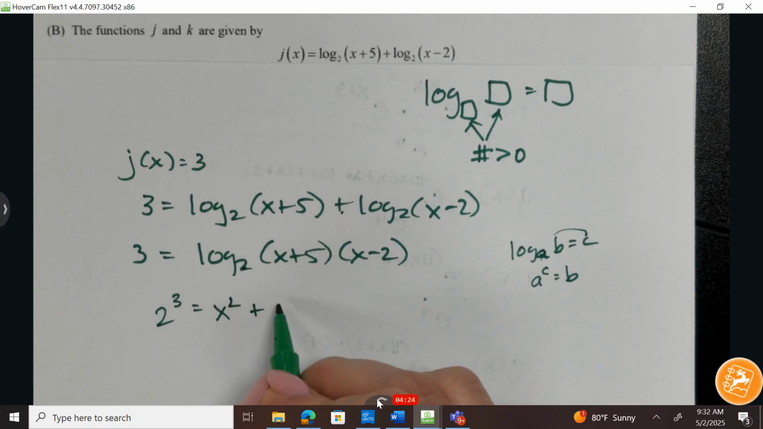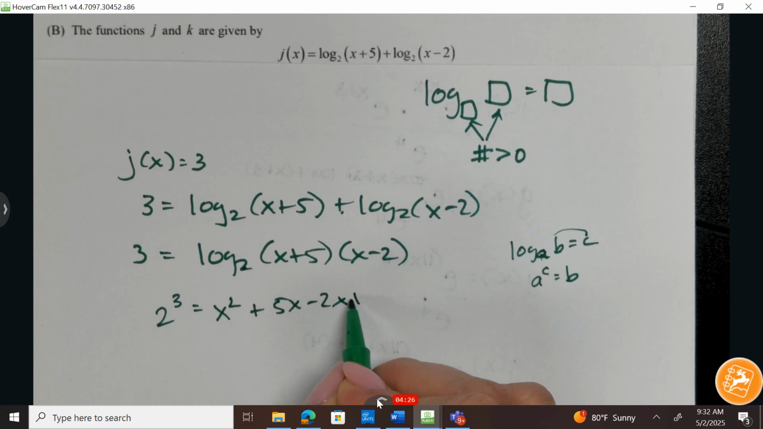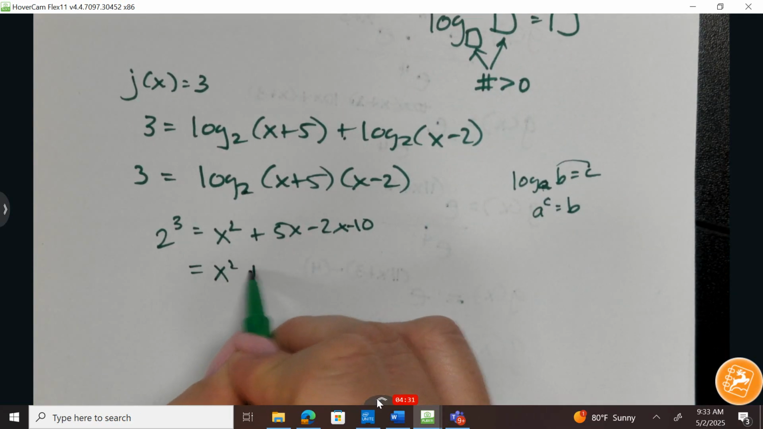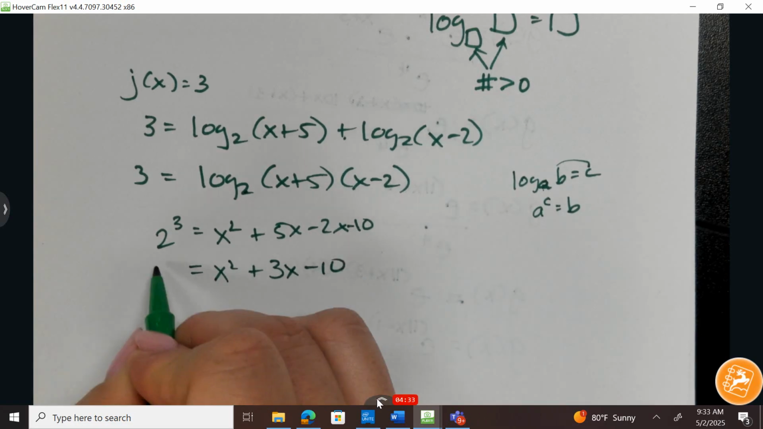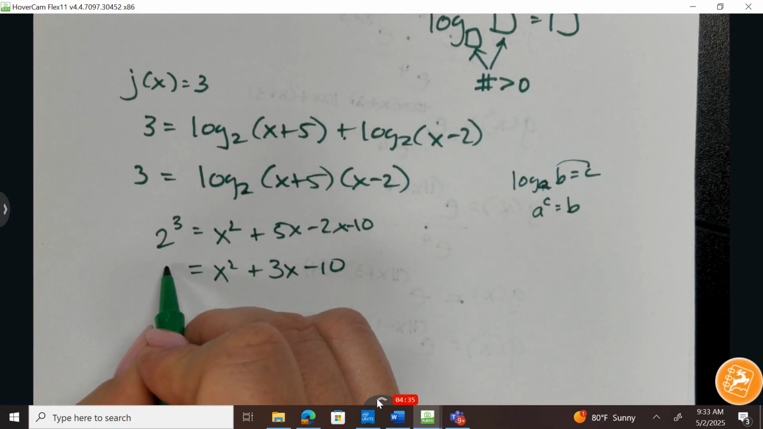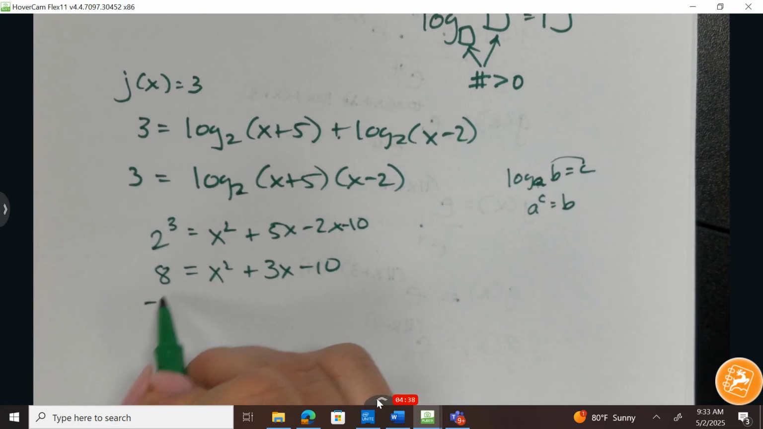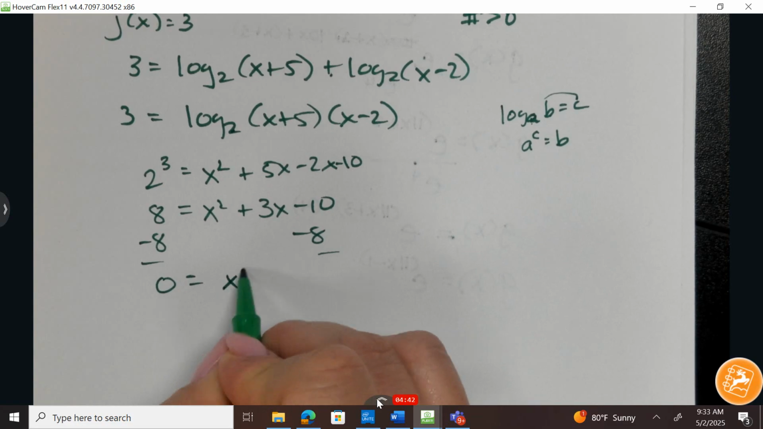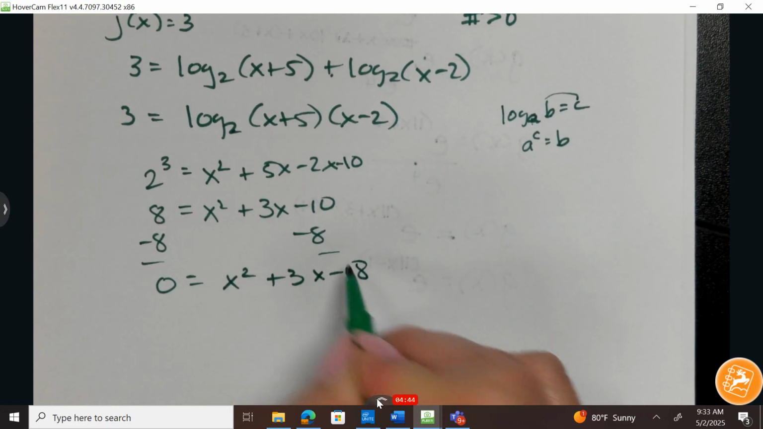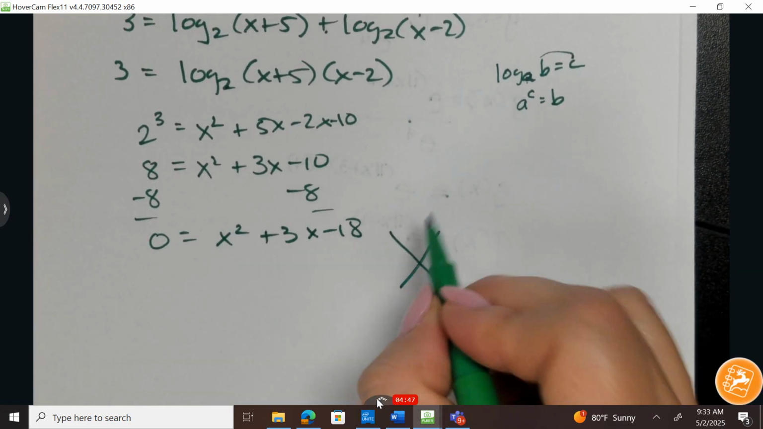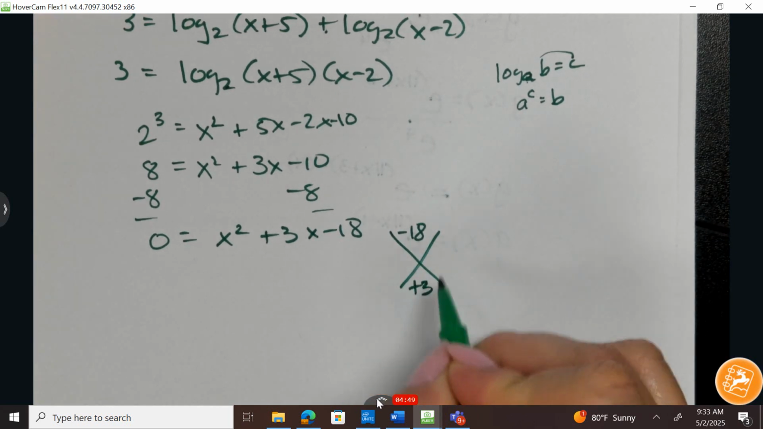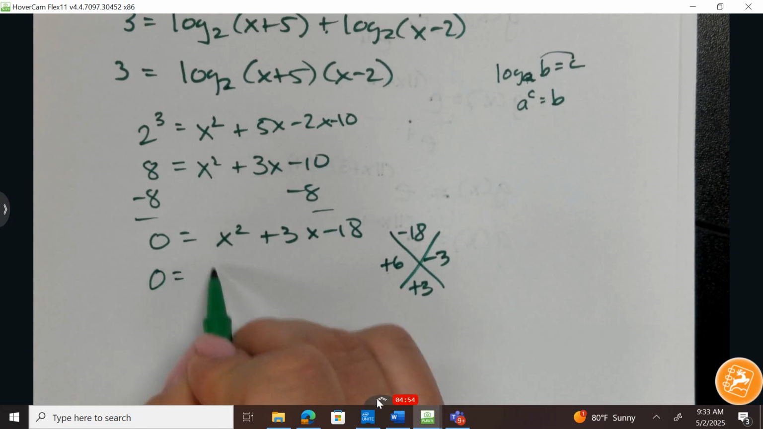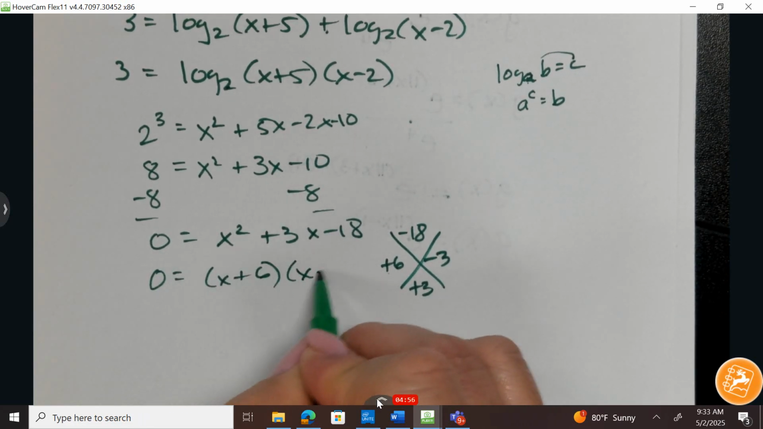x squared plus 5x minus 2x minus 10. And when I combine like terms, I have x squared plus 3x minus 10. Now 2 to the third, 2 times 2 times 2 is 8. Remember, you must show every step in order to receive your credit here. Now let's go ahead and factor this. It multiplies to give us negative 18 and combines to give us 3. Positive 6 and negative 3 are able to achieve that. So I have x plus 6 and x minus 3.